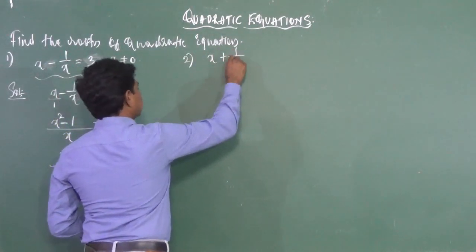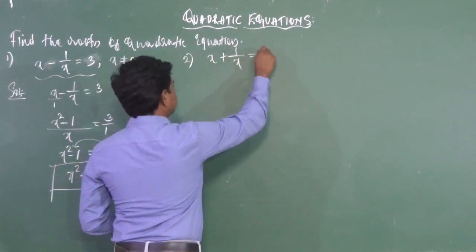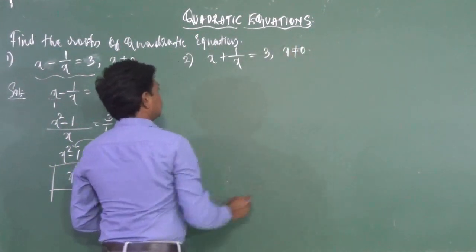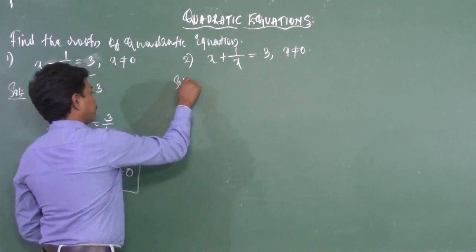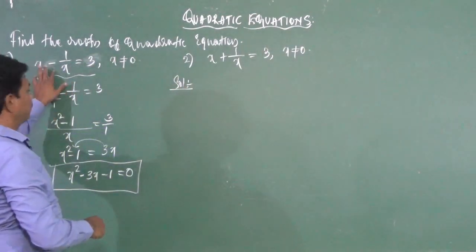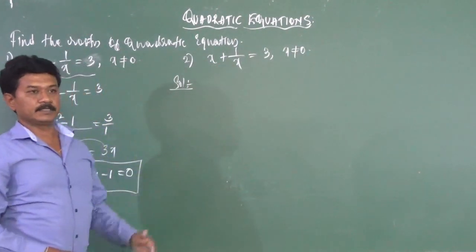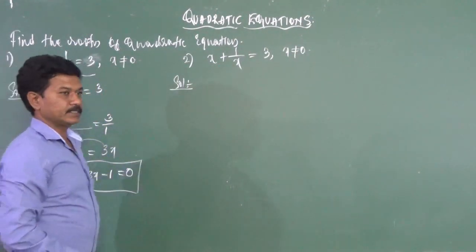x plus 1 by x is equal to 3, where x is not equal to 0. So in place of the minus between x and 1 by x that we had earlier, here between x and 1 by x we have plus. That's the only difference. The procedure is the same thing.